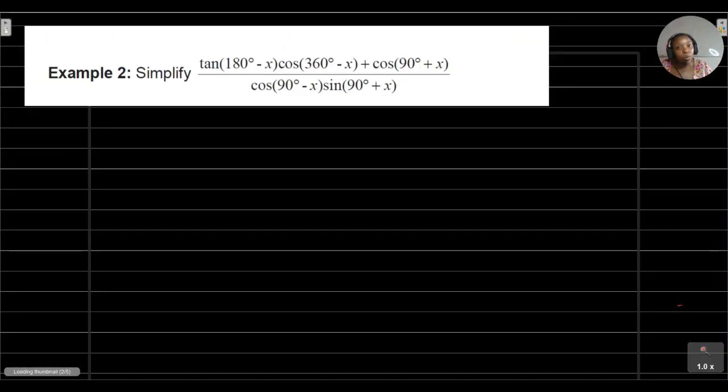In our next lesson, we're going to be looking at this question where you're asked to simplify the given expression: tan of 180 minus x, cos of 360 minus x, plus cos of 90 plus x, divided by cos of 90 minus x times sine of 90 plus x. Still here, we are just dealing with positive angles only, because we've got positive 180 degrees, positive 360 degrees, and positive 90 degrees. So we are still going to be looking at the Cartesian plane that we worked with, and how we formulated our reduction formulas from there.